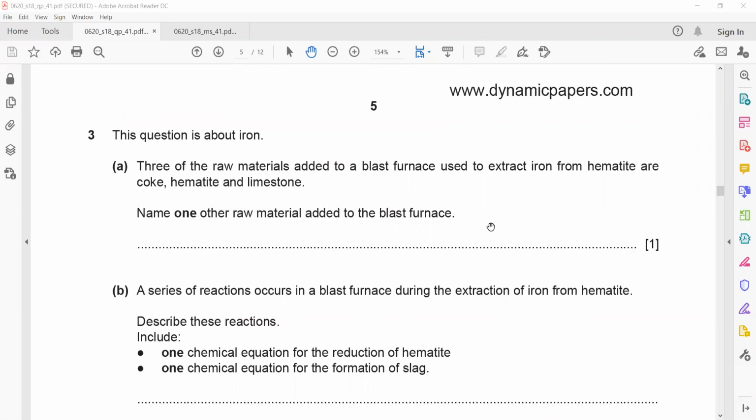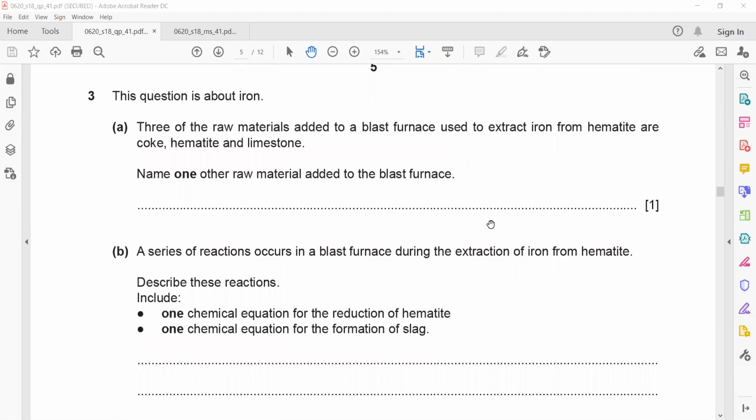The next question is about iron. Three of the raw materials added to a blast furnace used to extract iron from hematite are coke, hematite, and limestone. Name one other raw material added to the blast furnace. What else is added to a blast furnace other than this? We are adding coke, we are adding hematite, we are adding limestone. But what else is there other than this? Air or oxygen? Hot air you can mention, or oxygen.